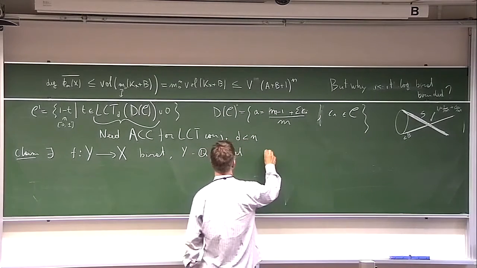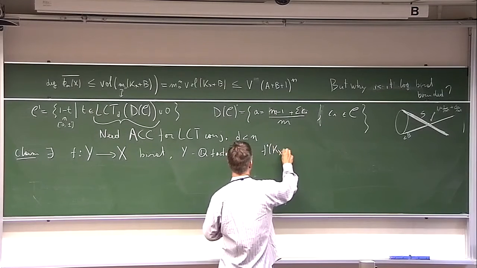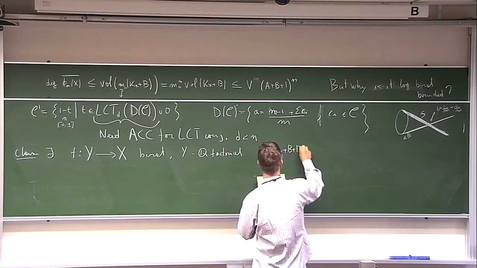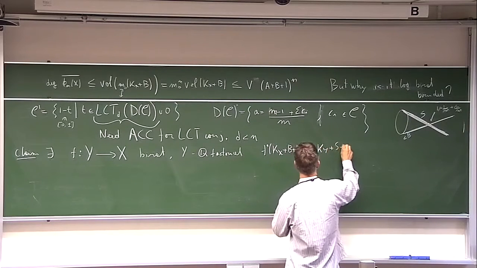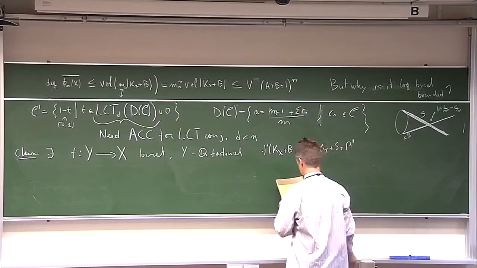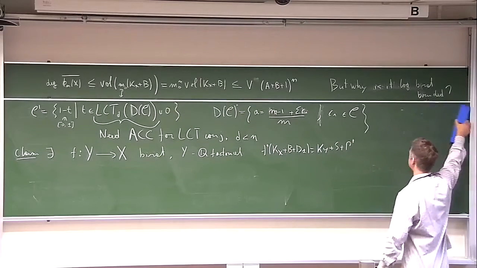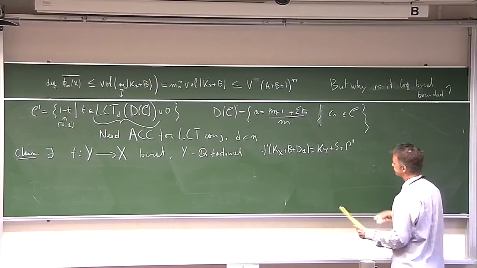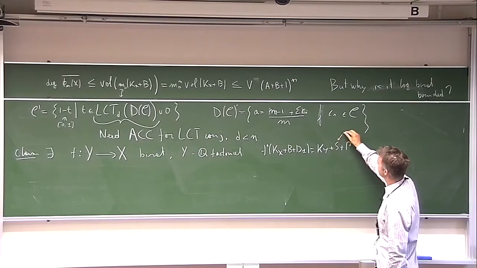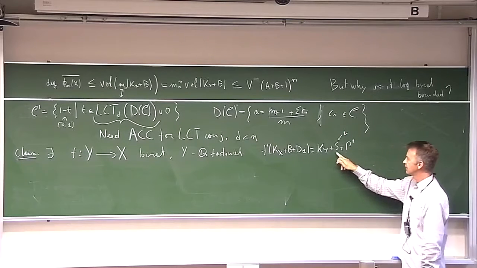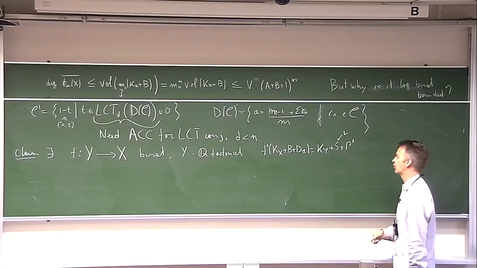I can always pull back Kx plus B plus D1, and I claim that I can write it as Ky plus S plus gamma prime, where I want certain properties. So the S appears with coefficient 1, and it's not a component of gamma prime. So there is one thing with coefficient 1.